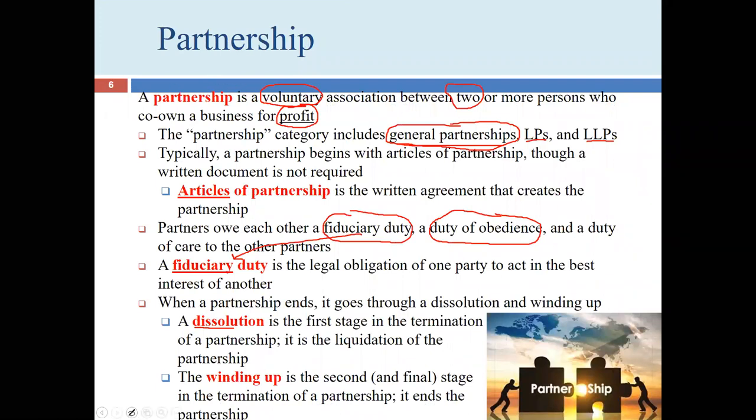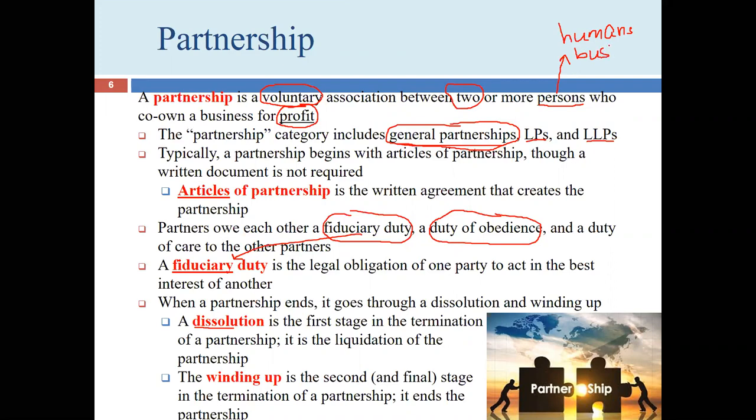So a partnership is a voluntary association between two or more persons who co-own a business for profit. But before we go on, let me just talk for a second about the word persons. I know we've talked about this before, but I think it bears repeating. When you see the word persons in the law, we aren't talking just about humans. We're talking about humans, but we're also talking about other entities: corporations, other partners, partnerships. I'll just say businesses, but it can be lots of different things.